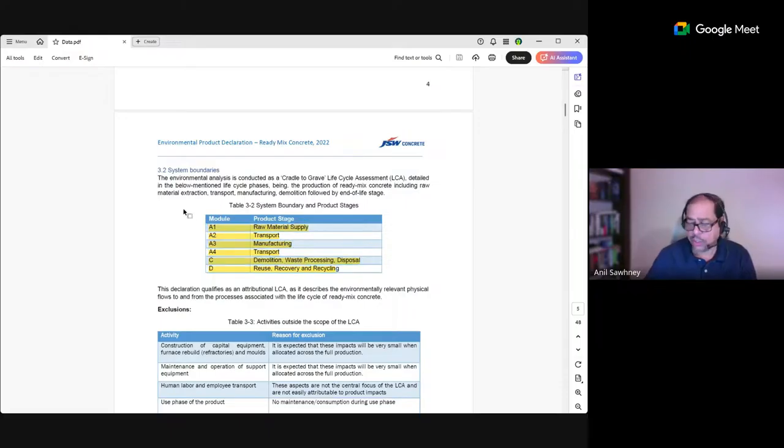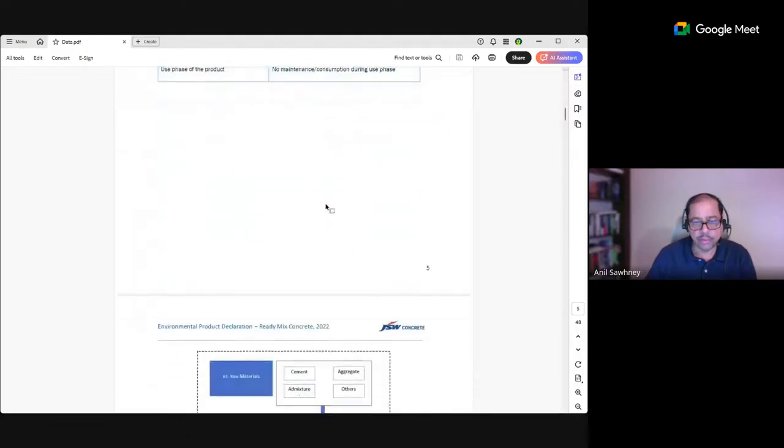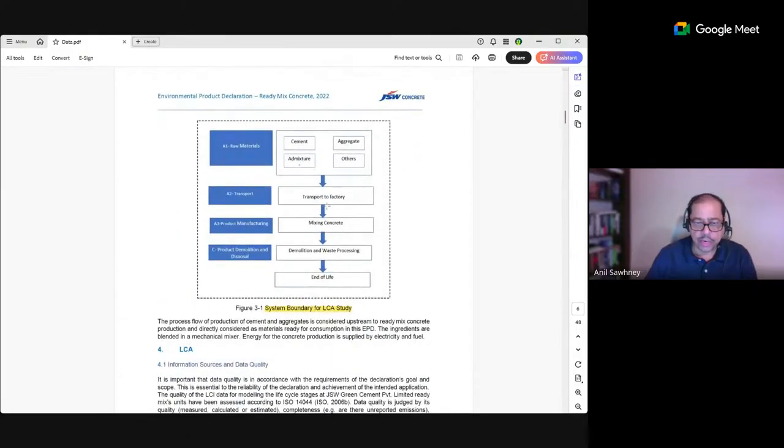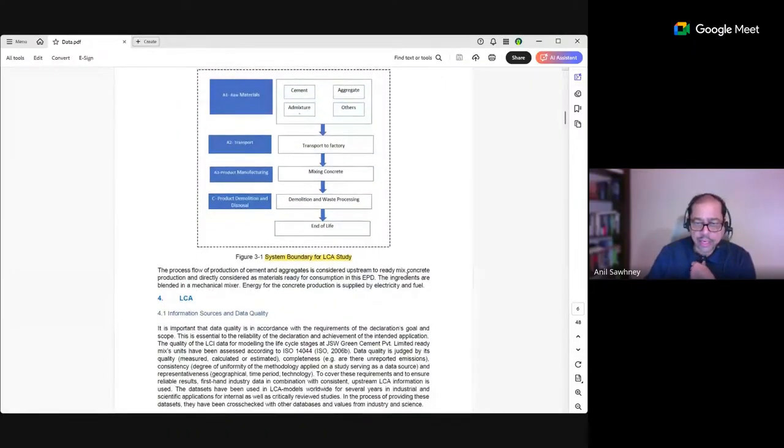Okay, but it is always important to find out what the system boundary and product stages are. So this is how they have laid out the system boundary. This is basically life cycle analysis done on the ready mix concrete when preparing the EPD. So they are looking at all raw materials, transport to factory, mixing concrete, end of life, module C. They also tell you the emissions that come from demolition and waste processing. So you have your end of life calculations also, but we'll consider them later.